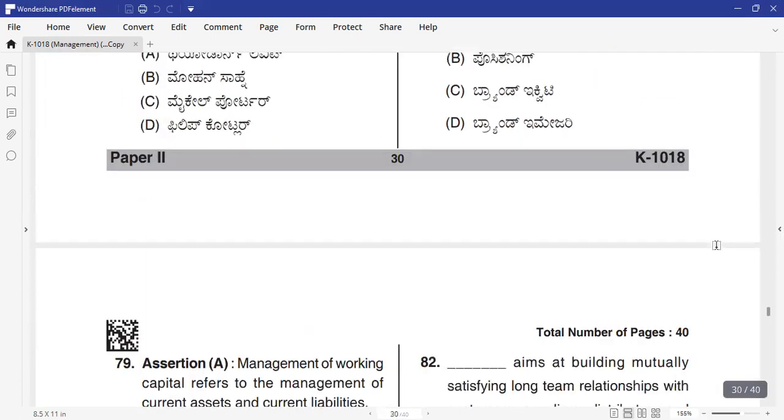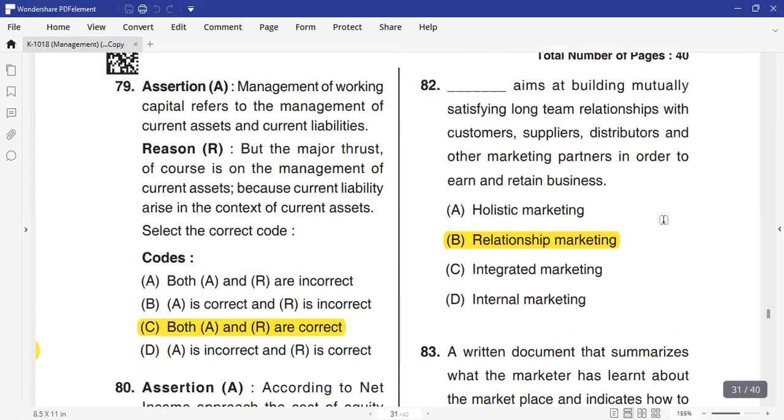We'll go to the 79th question. Once again, assertion and reasoning. Management of working capital refers to management of current assets and current liabilities. The reason is, but the major thrust of course is on the management of current assets because the current liabilities arise in context of the current assets. The correct option will be both A and R are correct. That is, both assertion and reasoning are correct.